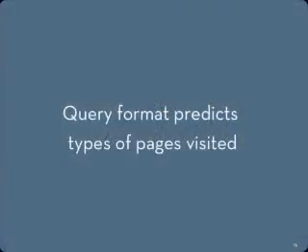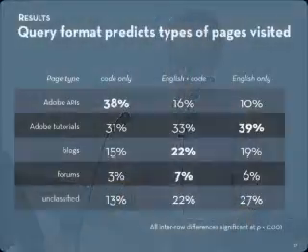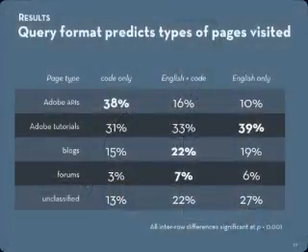First, we found that query format predicted the types of pages visited. What do I mean by that? This table presents the types of web page visited, such as tutorials or forums, broken down by formatted queries, either code-only, English and code, or English. Each column here sums to 100%. And so the numbers present the percentage of, for example, code-only queries that go to a particular page type. So looking at each row, we see that Adobe API pages were primarily visited as a result of code-only queries. This suggests that API pages are only helpful when participants know exactly what they're looking for.